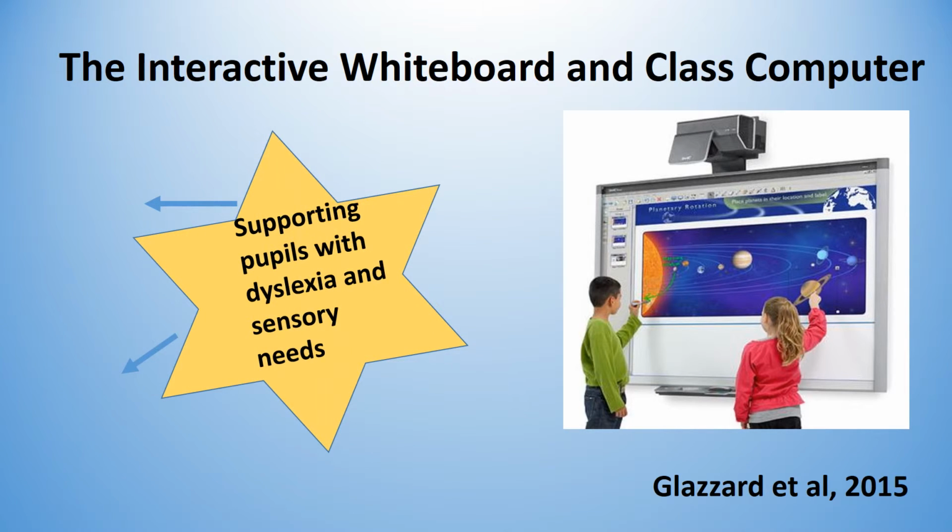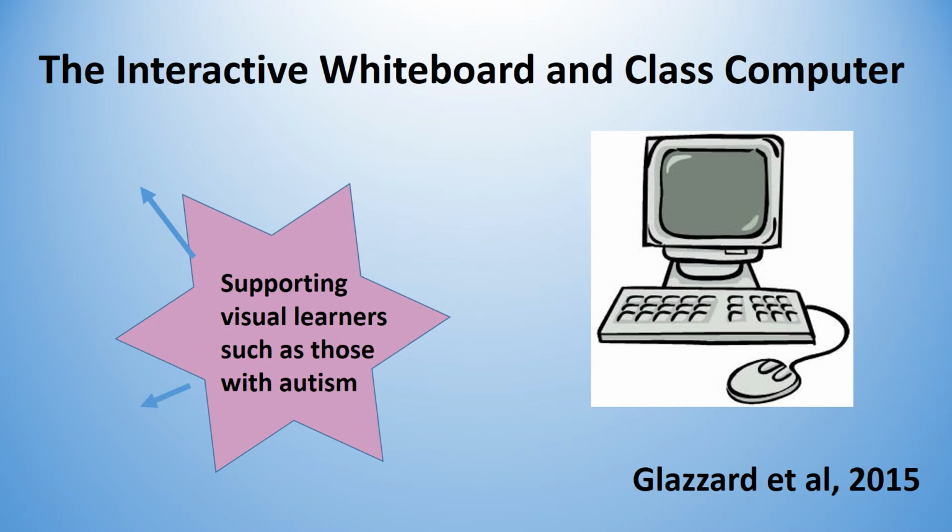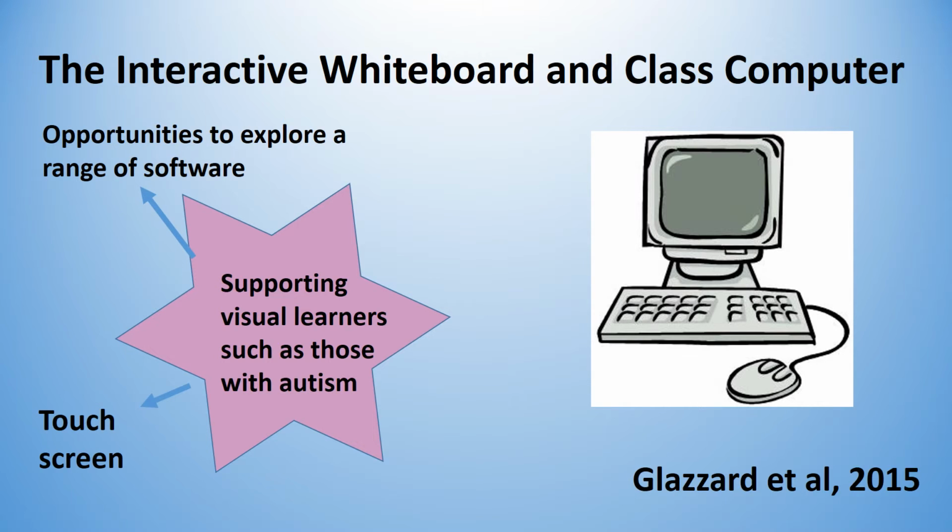Lazard et al. discuss simple strategies to support pupils with SEN when presenting lessons on the interactive whiteboard and using computers, by making the font bigger and changing the background colour to light blue or cream. Other support strategies include exploring software and using a touchscreen.